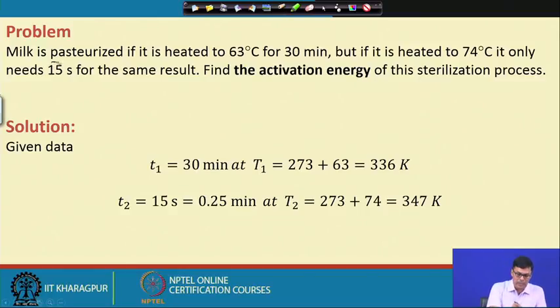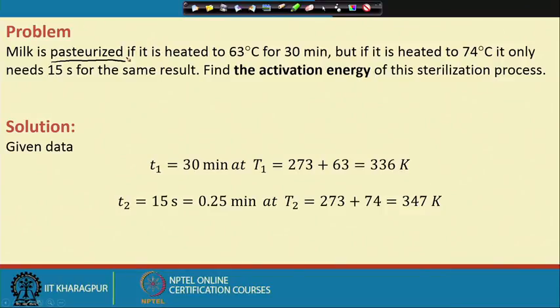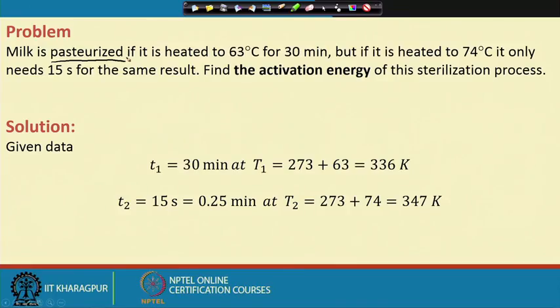Now, as I mentioned, pasteurization is the process through which we can kill the germs, mostly the pathogenic organisms. But when we kill the pathogenic organisms, obviously some non-pathogenic organisms are also killed, but the main purpose of pasteurization is to kill the pathogenic organisms. Now, it has been observed that at low temperature it requires more time.